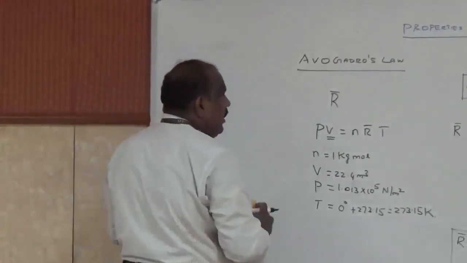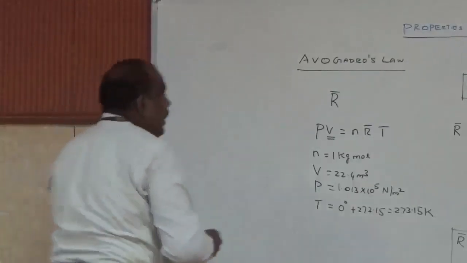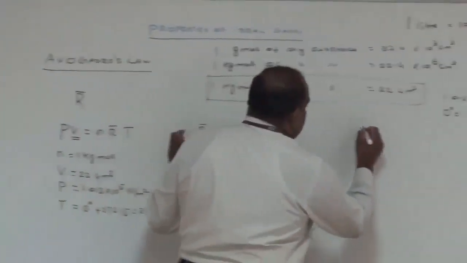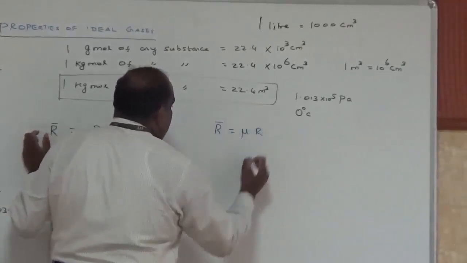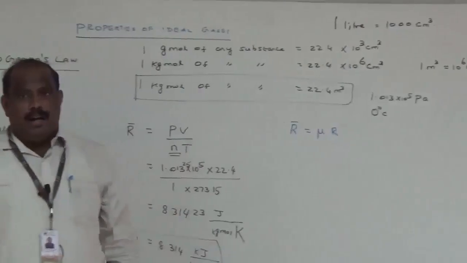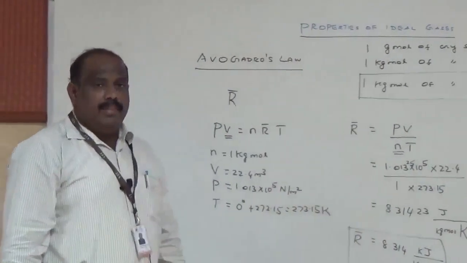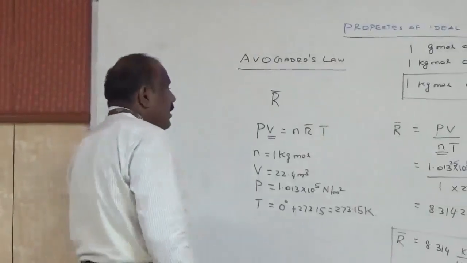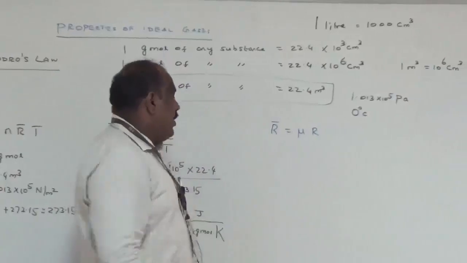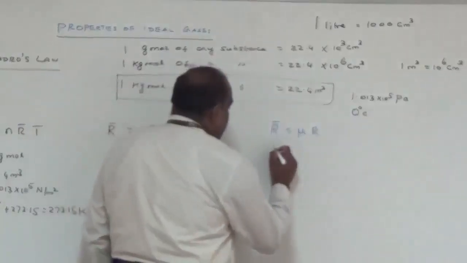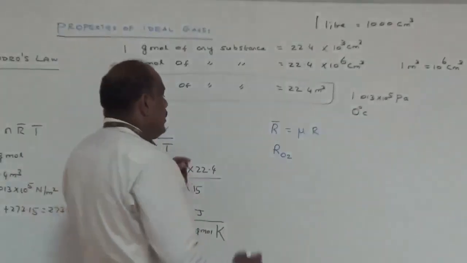And we already know that there is a relationship between R bar and R. It is nothing but R bar equal to mu into R, where R is the gas constant and mu is the molecular weight of the gas considered. Now, I know that the R bar value is going to be constant. Now I want to find, for example, R of oxygen, that is the gas constant of oxygen. Then what is the value?